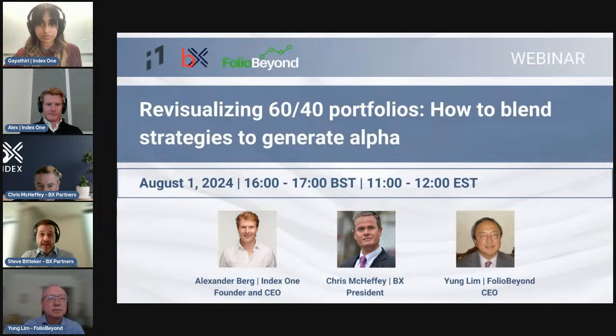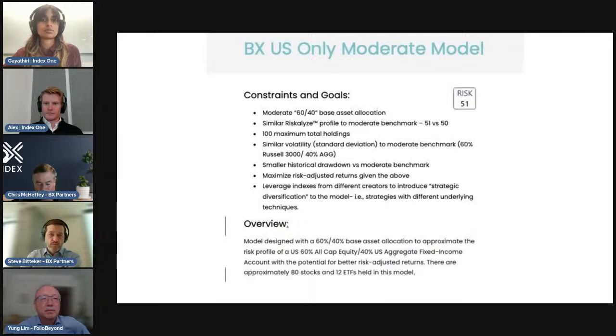Chris, president at BX Partners, could you kick things off by explaining what an ideal 60-40 portfolio should look like, if such a thing exists? Yeah, thanks, Steve. I don't know that there necessarily is an ideal 60-40 portfolio, but over the last couple of decades, we've come to associate a moderate risk profile with a 60-40 asset allocation. So since so many advisors default to a 60-40 for their moderate clients, we decided to use that as the anchor for what we're going to talk about.